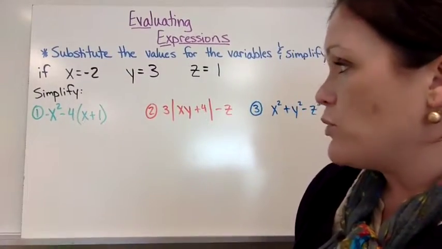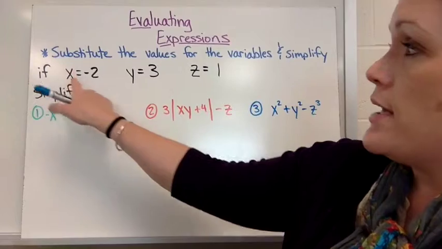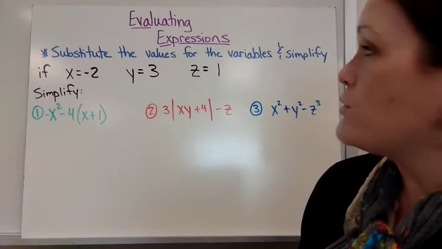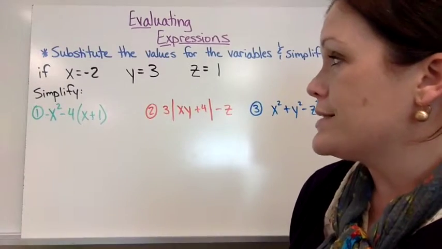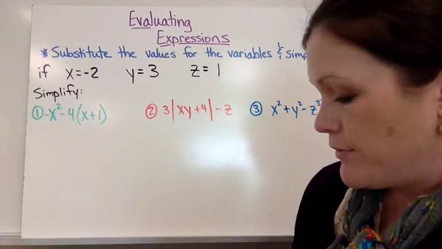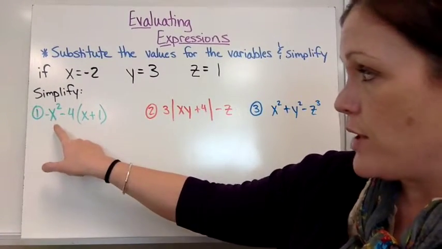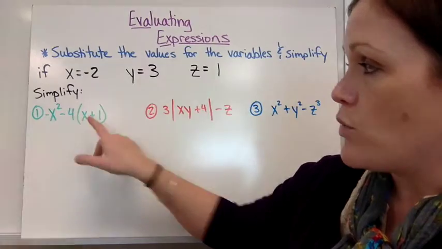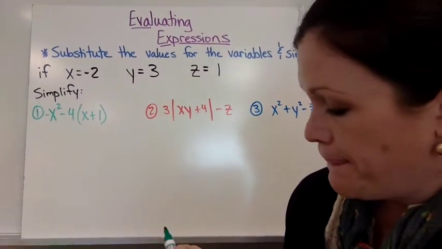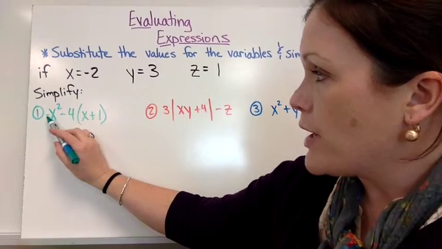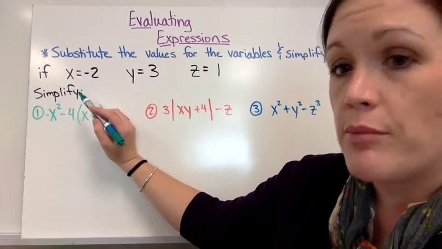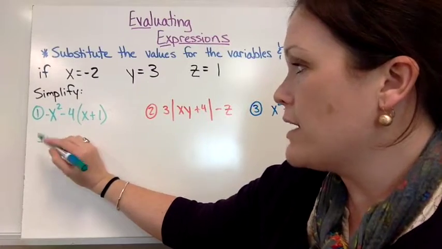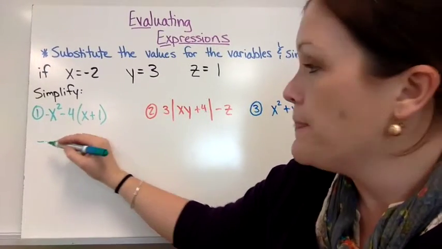So we have, for example, 1. They've given us x equals -2, y equals 3, and z equals 1 for all 3 of these examples. So we need to substitute those values in and simplify. So I have negative x squared minus 4 times the quantity x plus 1. You got to be careful right here where you have a negative and x is also equal to a negative number. So leave that negative that's part of your expression.